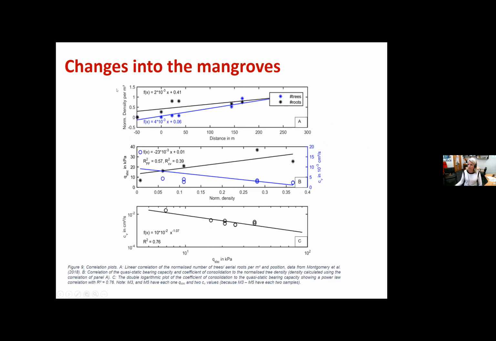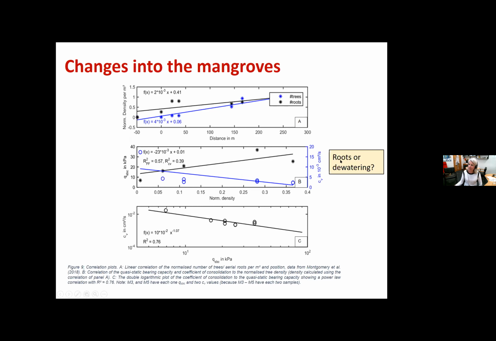We had measurements of the number of trees and number of roots, so the vegetation density, as you move across the edge of the intertidal areas. And so the vegetation density obviously increased as the mangroves were more established. And he correlated that with the quasi-static bearing capacity and the coefficient of consolidation, which are basically two measures showing how consolidated the sediments are.